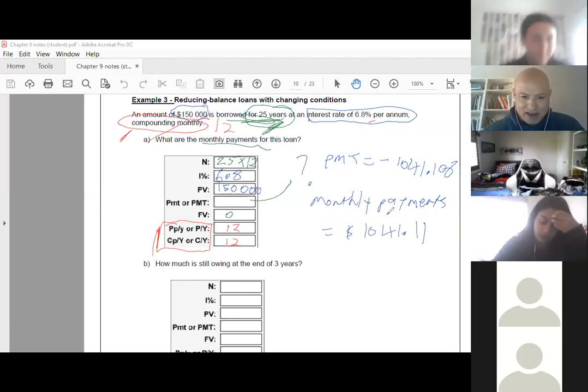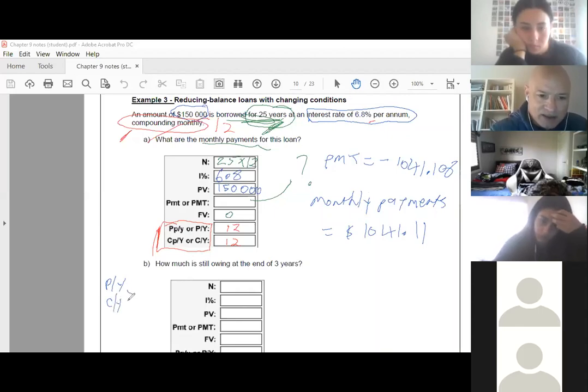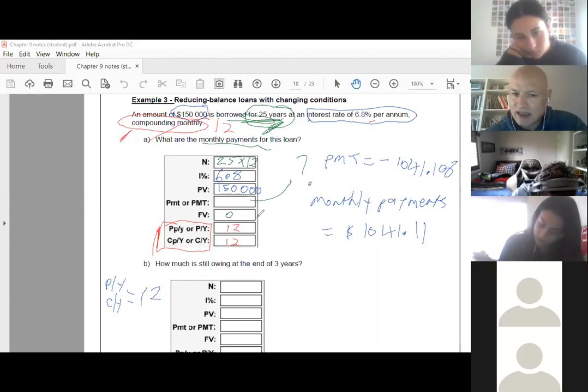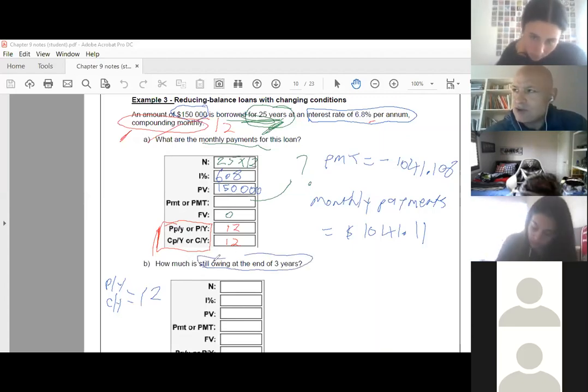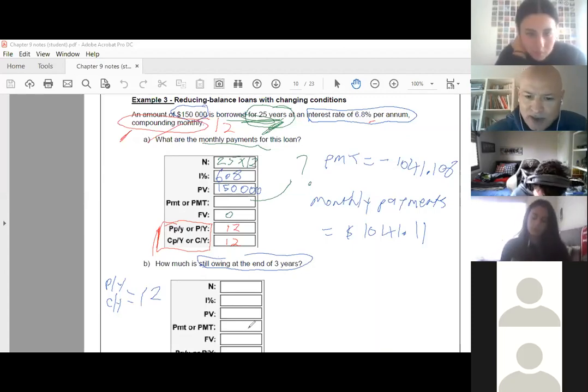Questions there? Okay. I know down the bottom for part B is the PY and the CY, so I'm just going to write it over here. They're going to be exactly the same anyway, so I'll just put 1 equal sign for them. And I already know they're going to be 12 because we've got 12 in the previous ones, so I won't worry about them. Okay, how much is still owing at the end of 3 years? Now everything stays the same except we need to know how much is owing at the end of 3 years. So the future value here is going to change. Okay, our future value is going to change. The future value is now what we want to find.